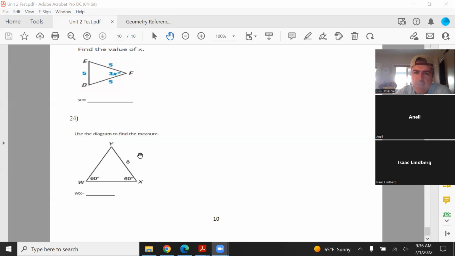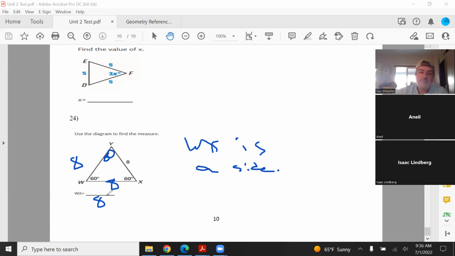And this one here, some of you guys are saying WX equals 120. WX is a side, not an angle, right? It's a side. So I'm not sure why you're saying 120. That just tells me that you're not paying attention. That's 60, 60, 60. That's equilateral, so all the sides are the same. Clearly WX is 8. Takes like a second, that's all.